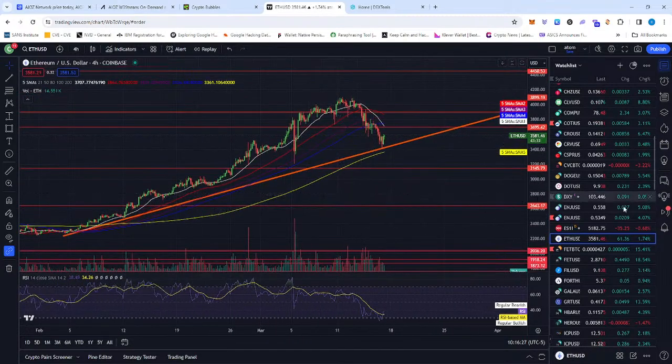But everything is going to depend on what Bitcoin does. So Bitcoin is the leader. It does what it's going to do. So you have to watch and make sure that you're paying attention to what Bitcoin does. Bitcoin is the leader. It's the top dog.